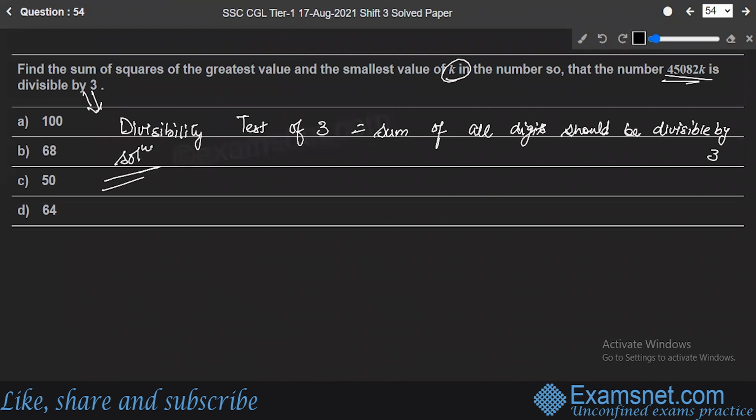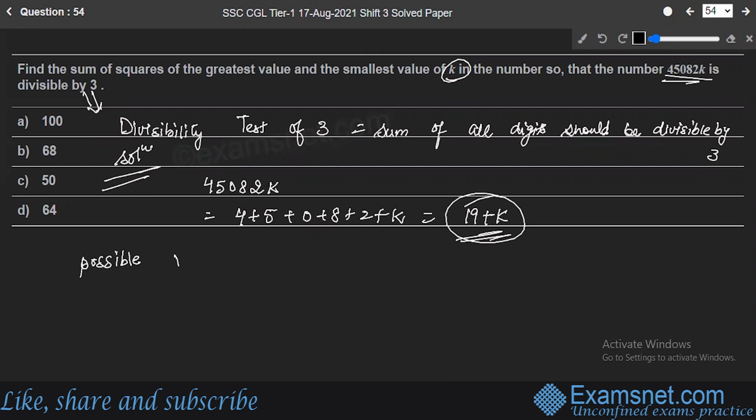Now, solution. See what the number was. It was 45082k. Let's add all of them. 4 plus 5 plus 0 plus 8 plus 2 plus k is equal to 19 plus k. Right. So this 19 plus k should be divisible by 3. What are the possible values of k so that 19 plus k will be divisible by 3? Possible values of k are 2, 5 and 8. If you add 2, you get 21, which is divisible by 3. If you add 5, you get 24, which is divisible by 3. If you add 8, you get 27, which is divisible by 3. You can't go further because then k won't be a single digit number.